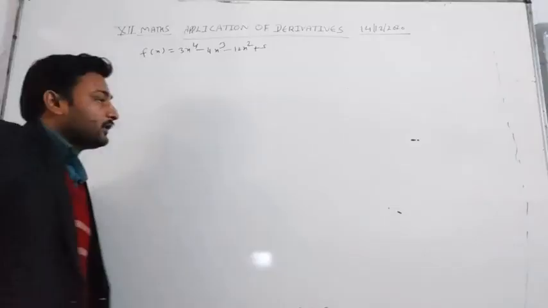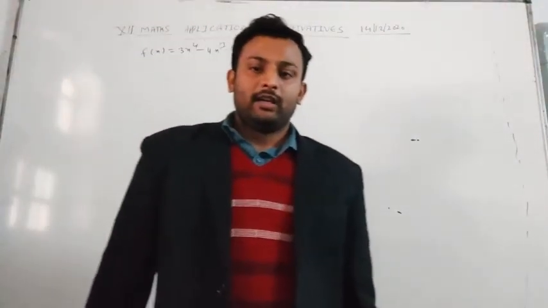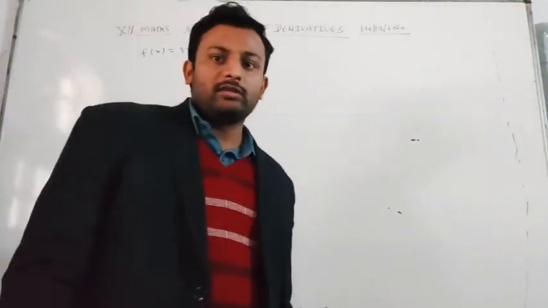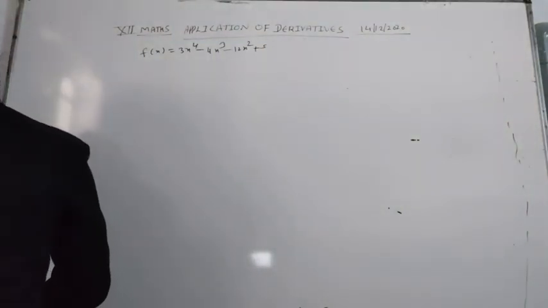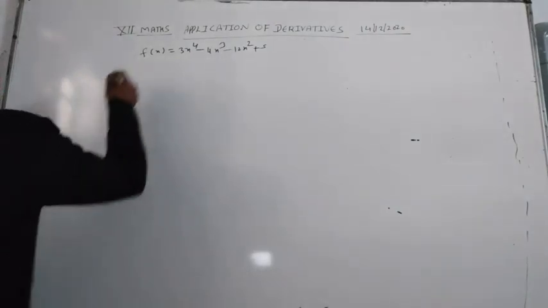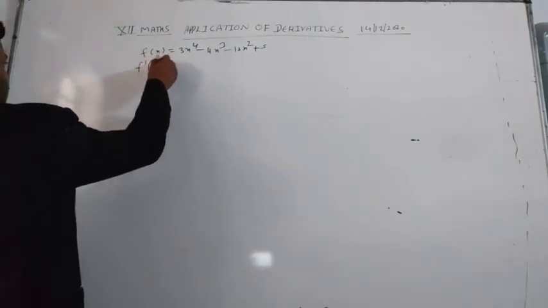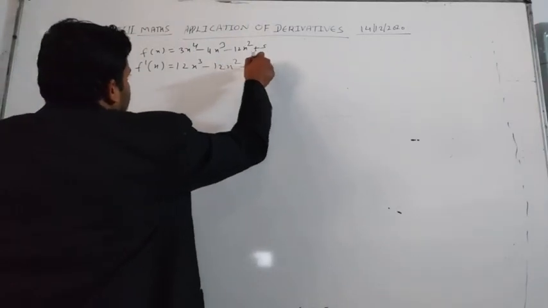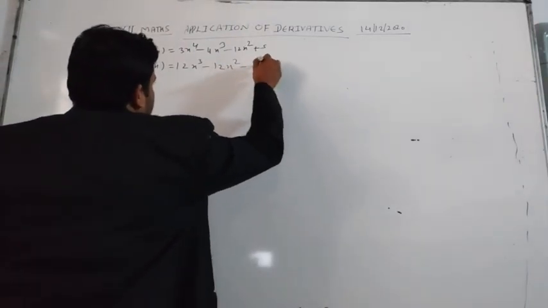Okay student, so for this we will first find out the critical points, and to find the critical points we take the first derivative of this function and then equate this equal to 0. Okay, so let's take the first derivative. So our f dash x is 12x cube minus 12x square minus 24x.